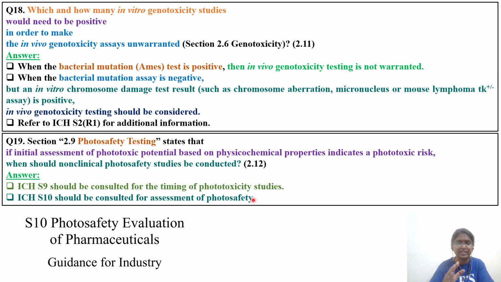That means at what stage you need it, whether at the time of marketing the drug or at phase 2 or phase 3. So clearly go through the ICH S9 guideline. ICH S10 should be consulted for assessment of photo safety studies. So coming to photo safety toxicology studies, go back and read the ICH S10 guideline, which is dedicated to photo safety studies. Read the scope, the objective, at what timing you need it, the method, the principle, all those things.